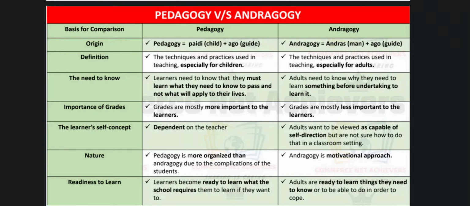In andragogy, adults need to know why they need to learn something before undertaking to learn it. In pedagogy, grades are mostly more important to the learner, and in andragogy, grades are mostly less important to the learners. In pedagogy, the learner is dependent on the teacher, and in andragogy, adults want to be viewed as capable of self-direction, but are not sure how to do that in a classroom setting. Pedagogy is more organized than andragogy due to the complication of the students, and andragogy is a motivational approach.